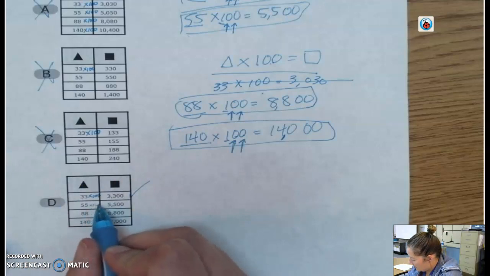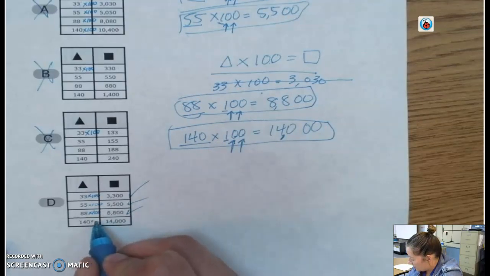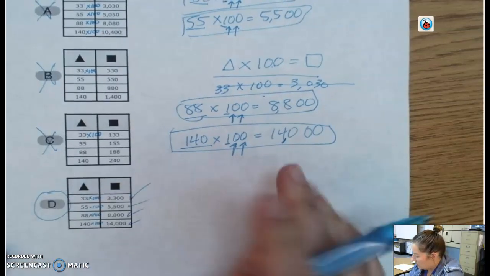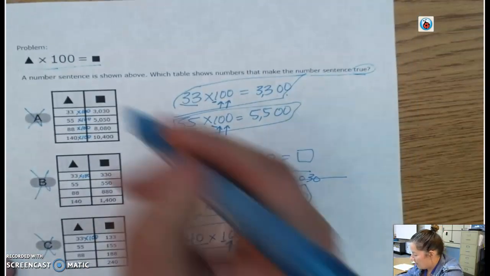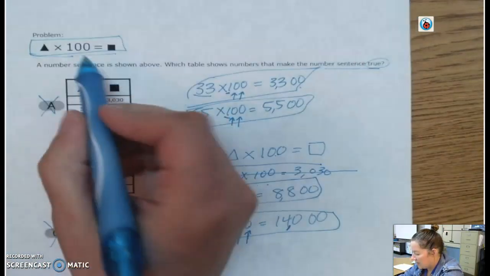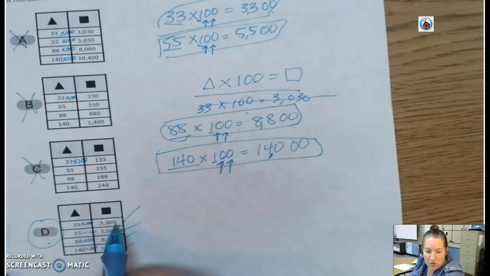Okay, 55 times 100. Yes, that matches. 88 times 100. Yes, that one matches. And 140 times 100. Yes, that one matches too. So the table that makes this number sentence true was D, because when I actually did times 100, my numbers lined up correctly. So my triangle side times 100 gave me the square side. Triangle of 55 times 100 equals the square.